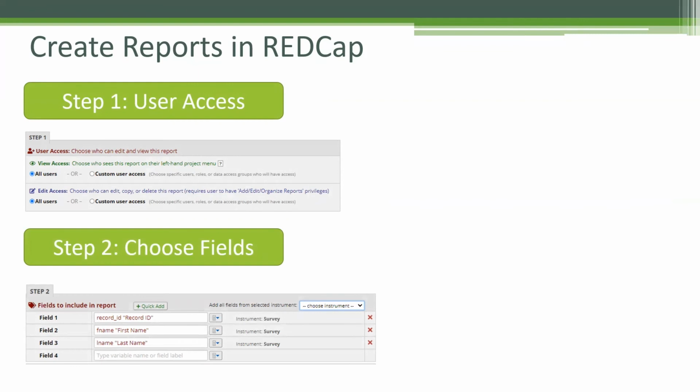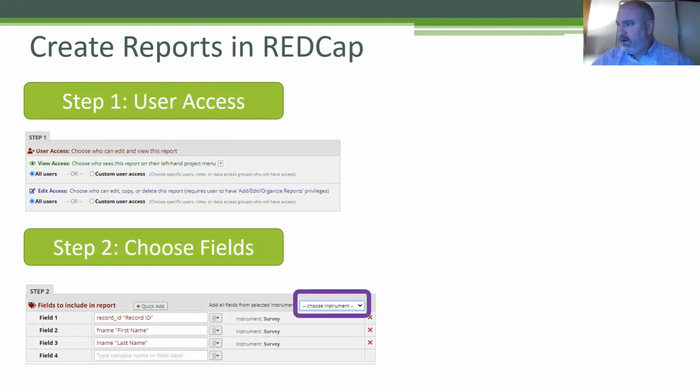For step 2, you want to choose which fields to include in your report. You can add all fields from an instrument at once by clicking the drop down shown here, or you can click the quick add button here to quickly add certain select fields from each instrument.